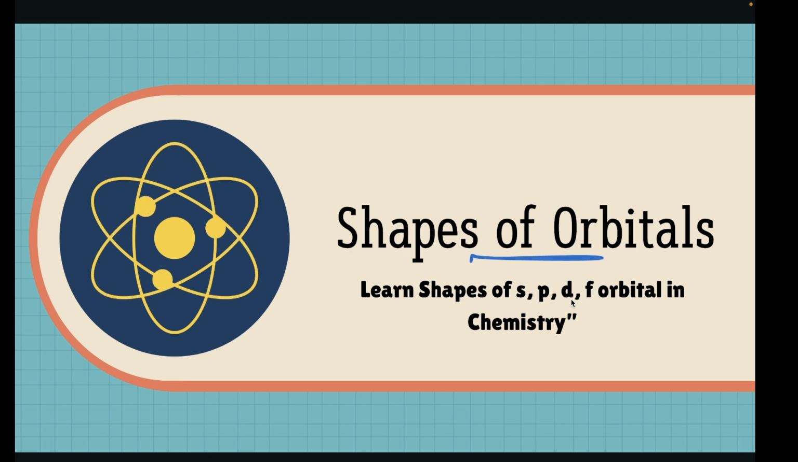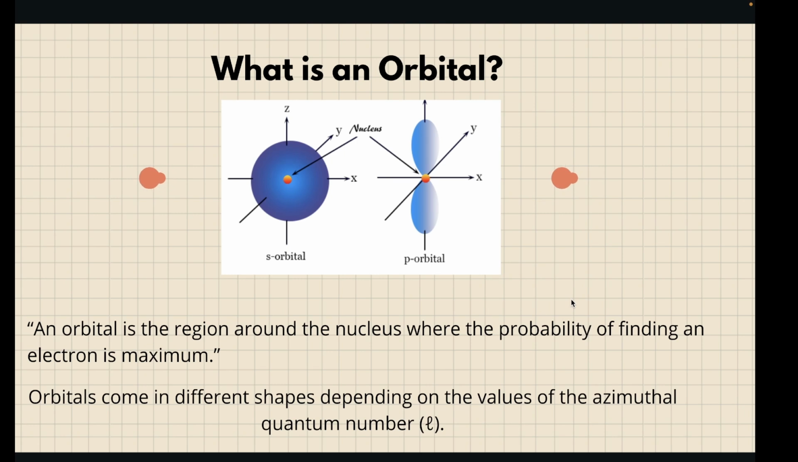So first, we will start with understanding what are orbitals. An orbital is the region around the nucleus where the probability of finding an electron is maximum. Students often get confused between orbit and orbitals. So let's clear this once.